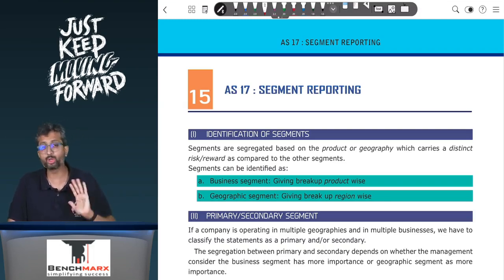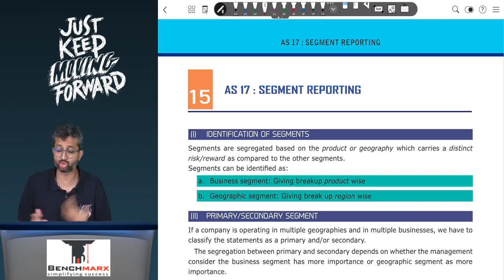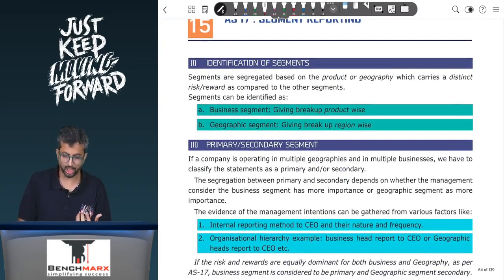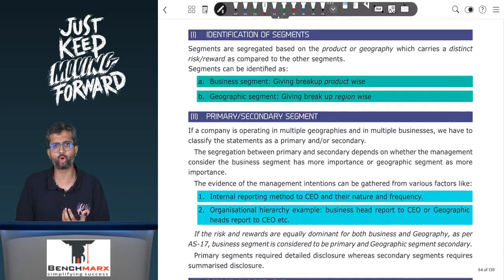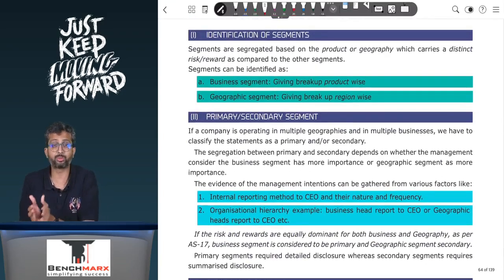For a primary segment, you will give a much more detailed disclosure. For a secondary segment, you will give a much more summarized disclosure. So how do you figure out whether it's a primary segment? Again, it depends on the company's assessment of what is more important.